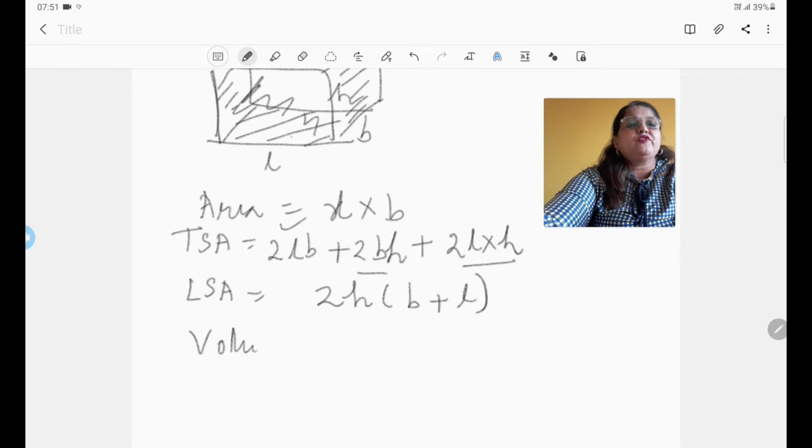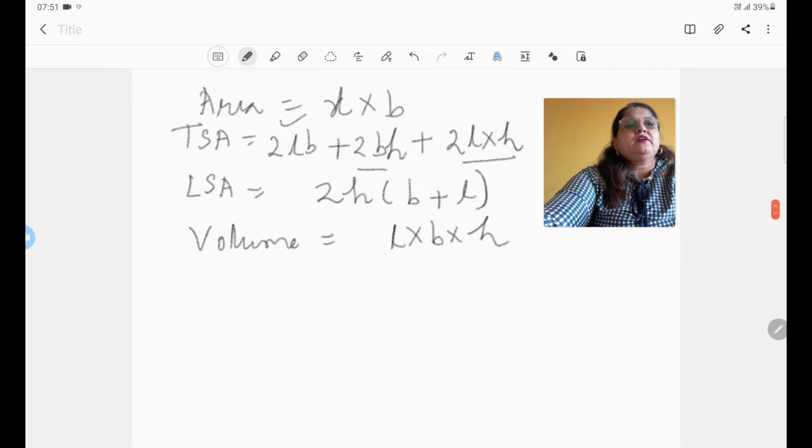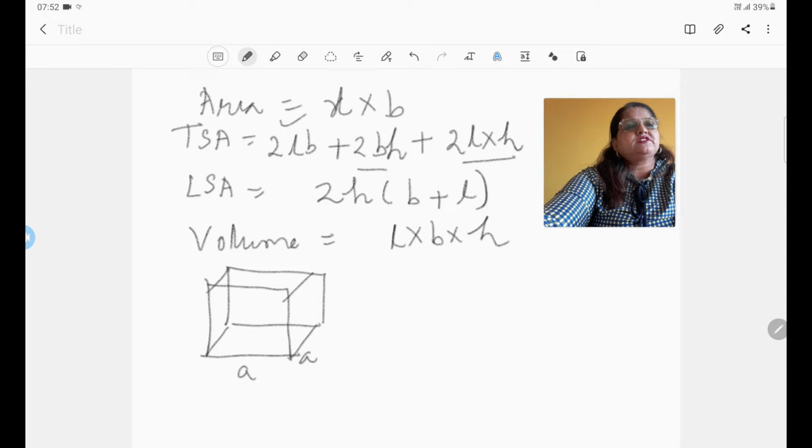What's the formula for volume of a cuboid? It's L into B into H, LBH. Now a cube we know is a special kind of cuboid, in which all the sides are of the same length. That is the only difference. So in place of L, B and H, we are going to write A. All the sides are of length A. So in the formula of cuboid, we simply have to replace L, B and H by A's.